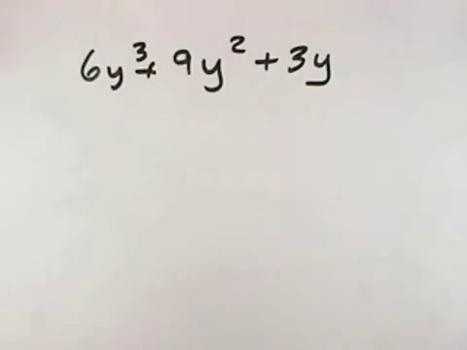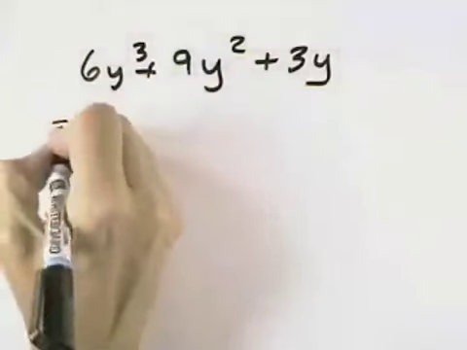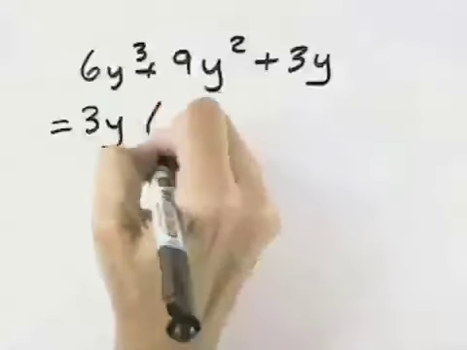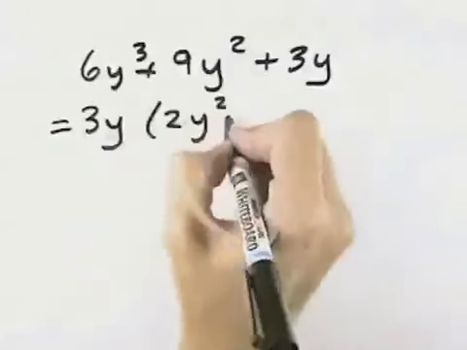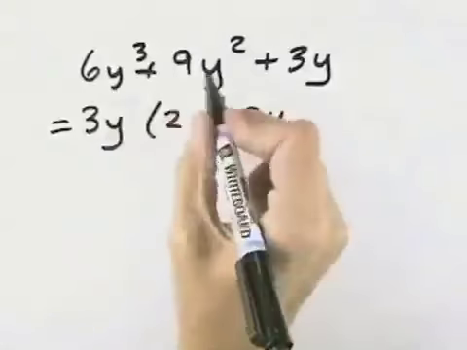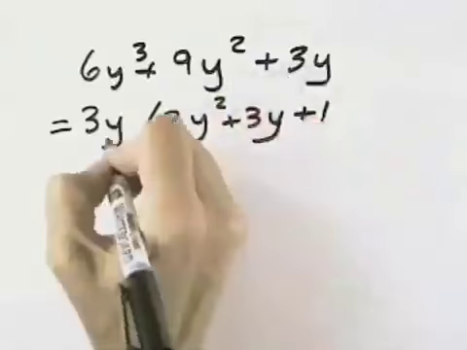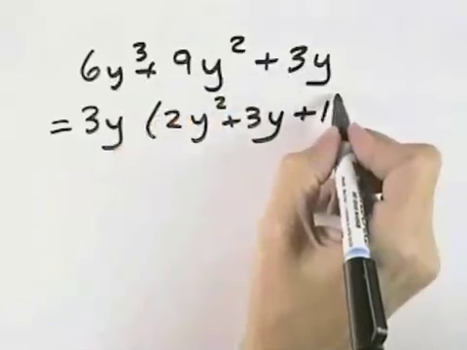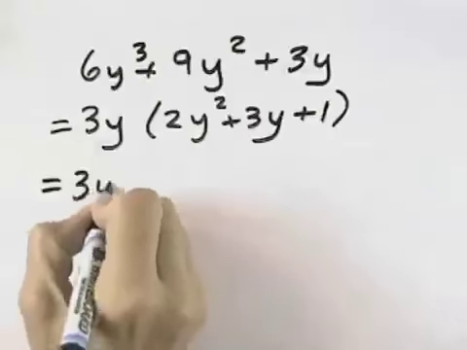In order to factor this completely, we first look for the greatest common factor, which is the common factor of 3 and also y. When we divide each term by 3y, we see we're left with 2y squared in the first term, plus 3y when we divide the 9 by 3 and the y squared by y, and finally just a 1, because 3y divided by 3y is dividing by itself, so that leaves us with 1. So we know that our first factors are 3 and y.